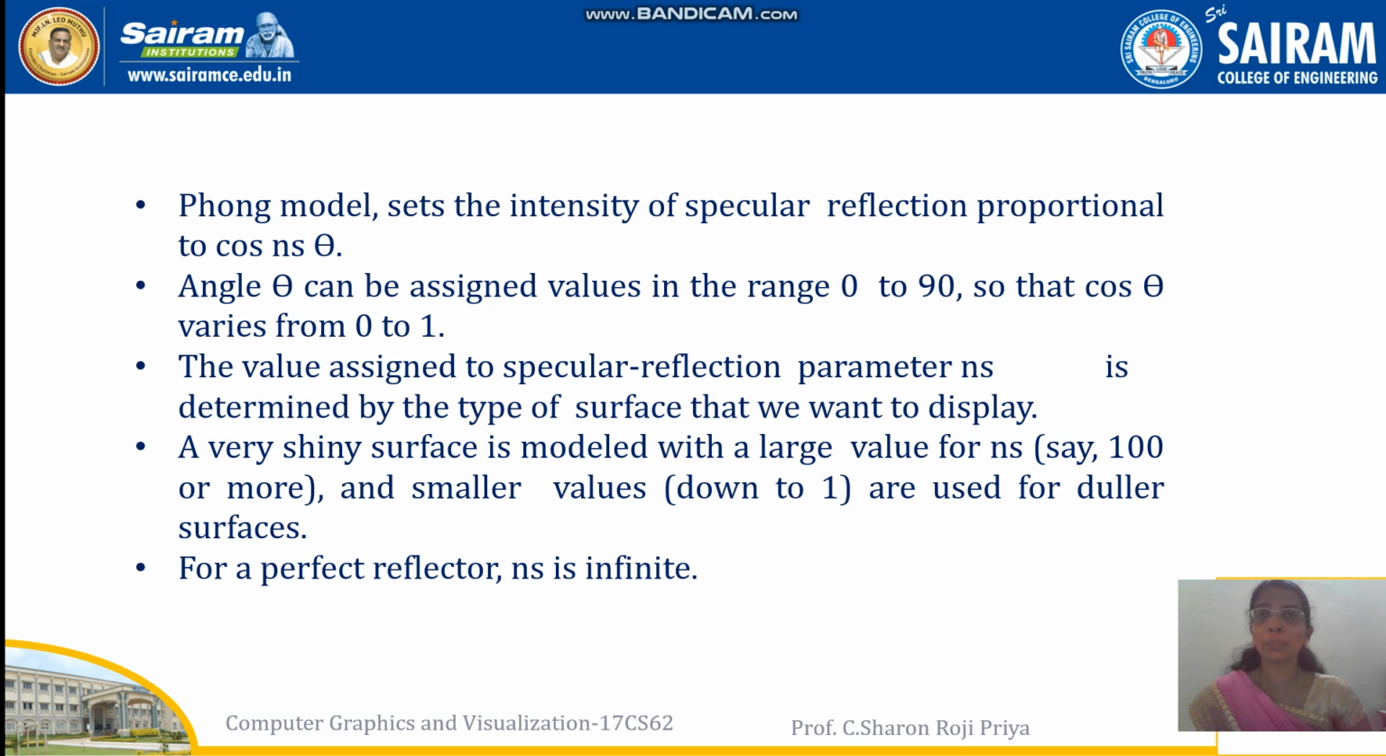And ns is the parameter that is used to determine the type of the surface. Phi should be in the range from 0 to 90 degrees so that we get the value of cos from 0 to 1. For a shiny surface, this ns value should be very high, either 100 or above. For a dull surface, it should be down near 1. And for a perfect reflector, the ns value should be equal to infinity.